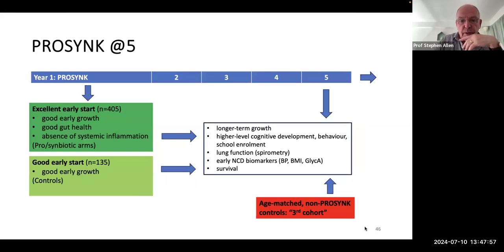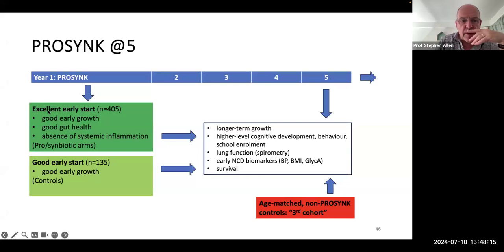First and foremost, we think our PROSYNK cohorts that have had a good early start, we should follow them up at 5 years to see what their longer term outcomes are, especially in terms of organ development and perhaps early biomarkers of non-communicable diseases. We've clearly got 2 groups.